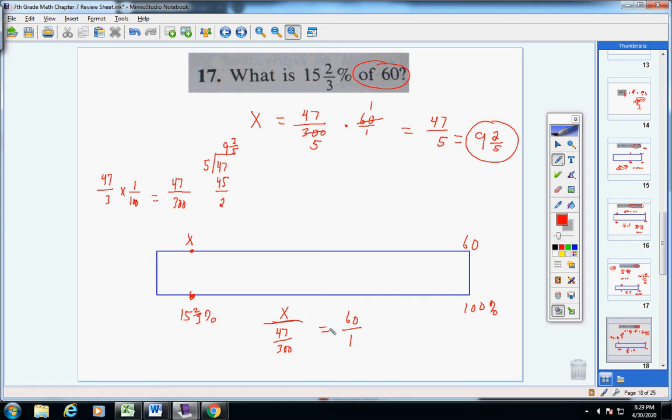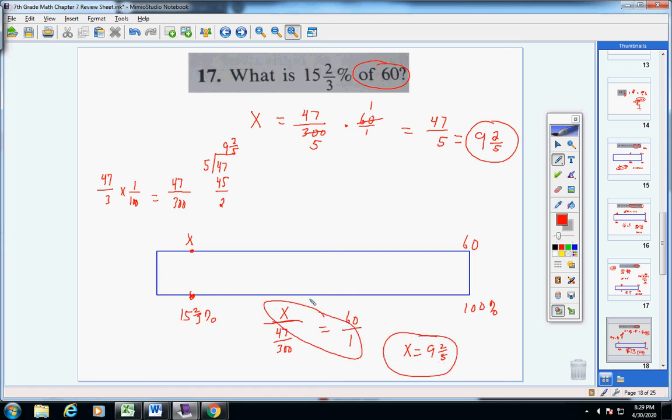1 times x is x. 60 times this number here, we already did that, guys, right here. Look, we already took 60 times 47 over 300. We got 9 and 2/5. We already did it. You get the exact same thing.